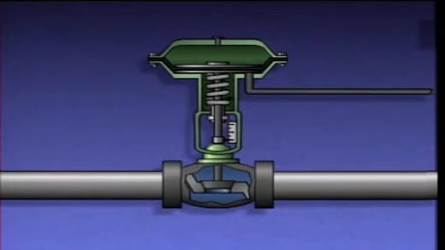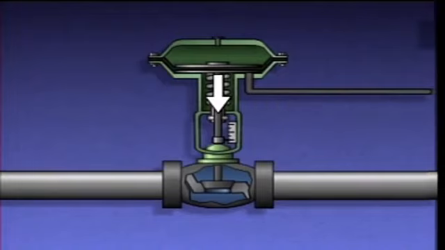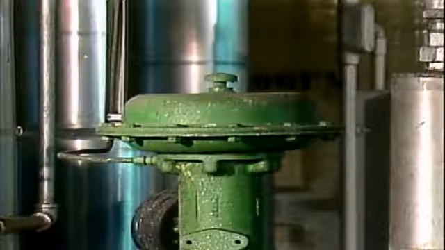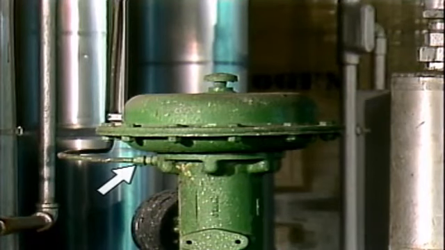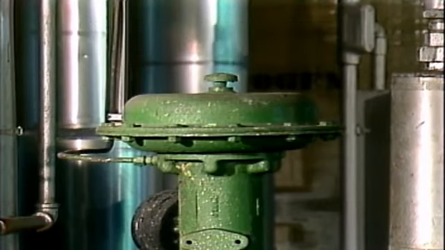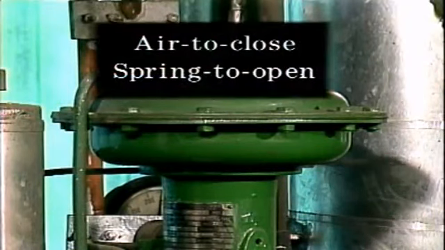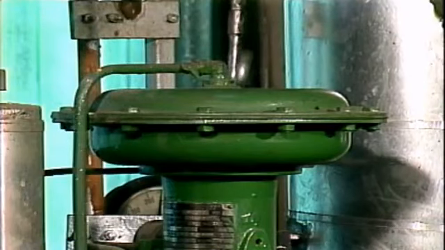A control valve using this kind of actuator is said to fail closed because if air pressure is lost, the spring in the actuator will close the valve. A diaphragm actuator with an air line to only the lower chamber is typically an air-to-open, spring-to-close type, which causes a control valve to fail closed. An actuator with an air line to only the upper chamber is typically an air-to-close, spring-to-open type, which causes a control valve to fail open.